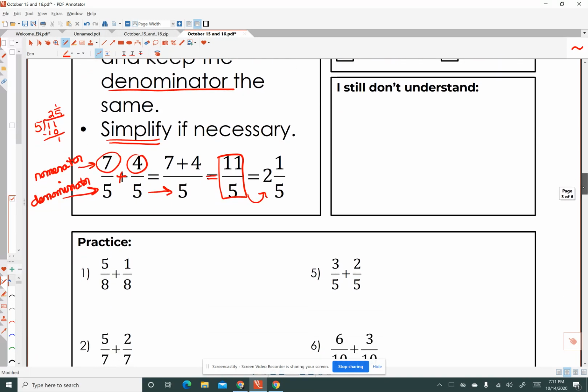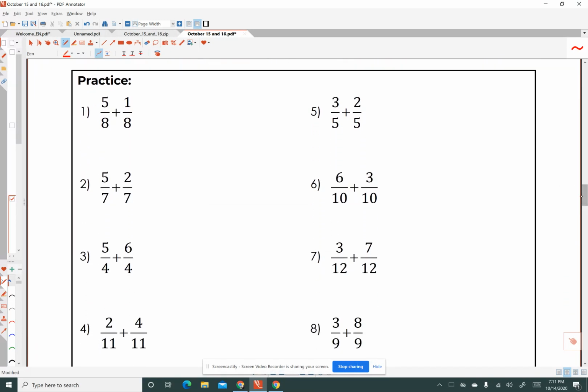So let's do some practice. We have 5/8 plus 1/8. We keep the denominator the same. That would be 6/8. 6 and 8 are both divisible by 2. So then we can reduce that fraction or simplify it to 3 over 4. And that's our final answer.